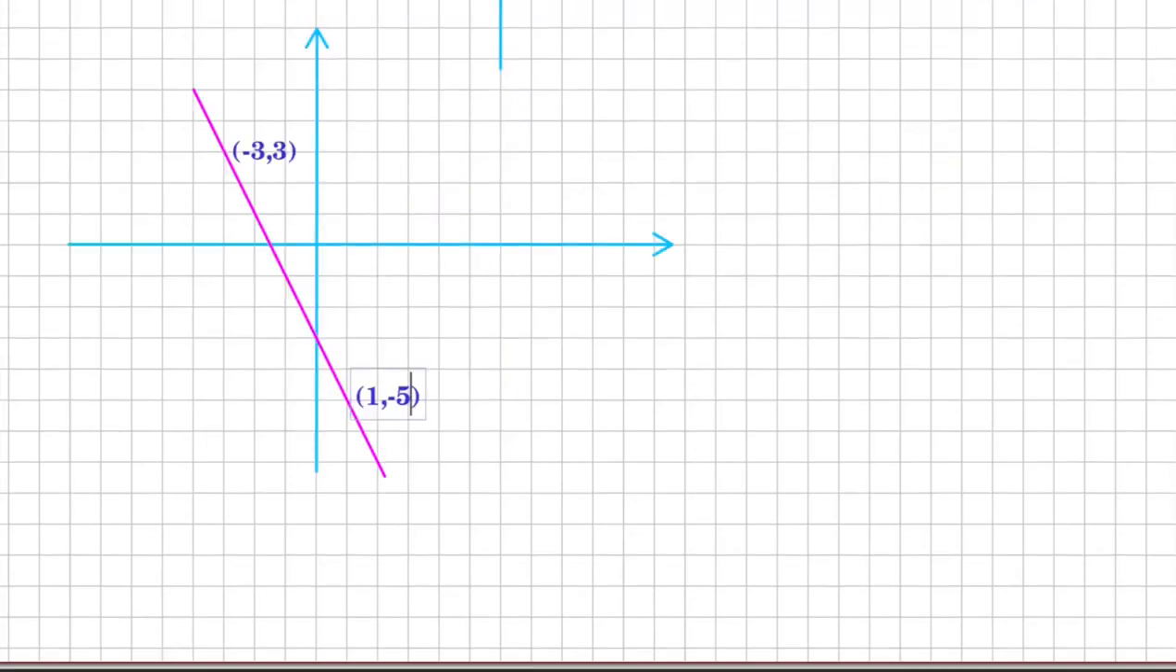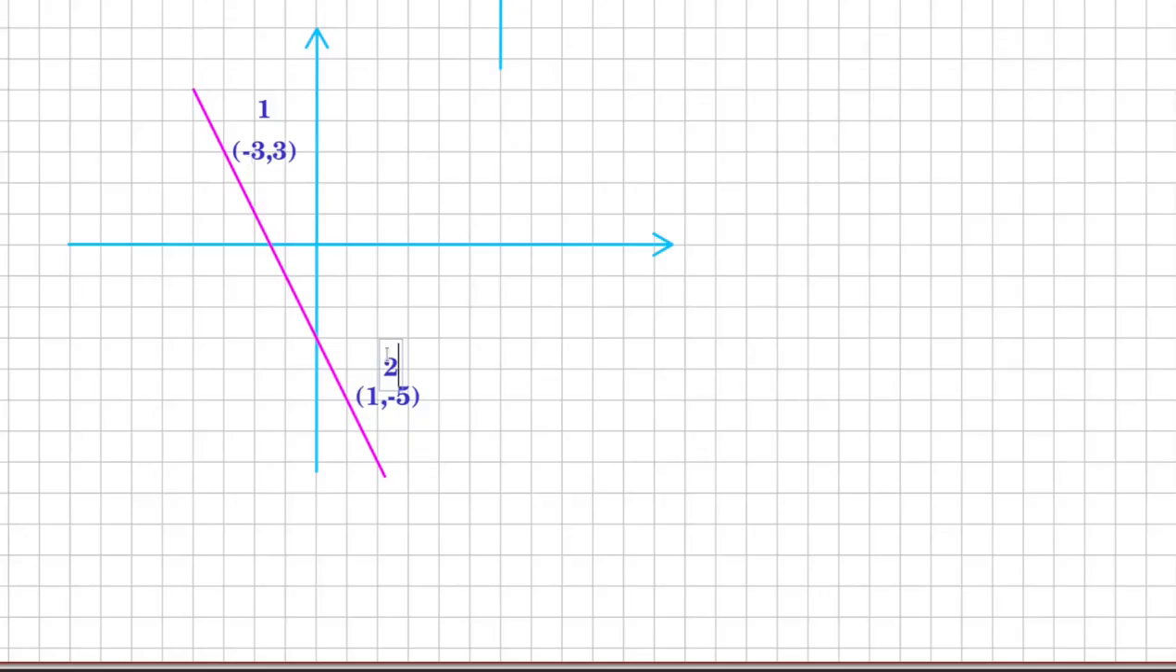Next example. Now here is our second example, and you are required to find the gradient. First things first, you are going to label. Call this one our first coordinate and this one our second coordinate. Why are we doing this? We don't want to mix stuff up while substituting into our formula. Once you label like this, you know that this is y2, this is y1, this is x2, this is x1. You won't mix stuff.